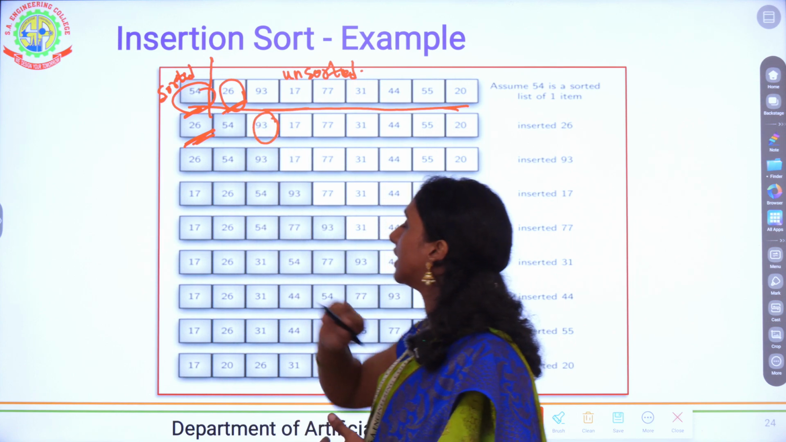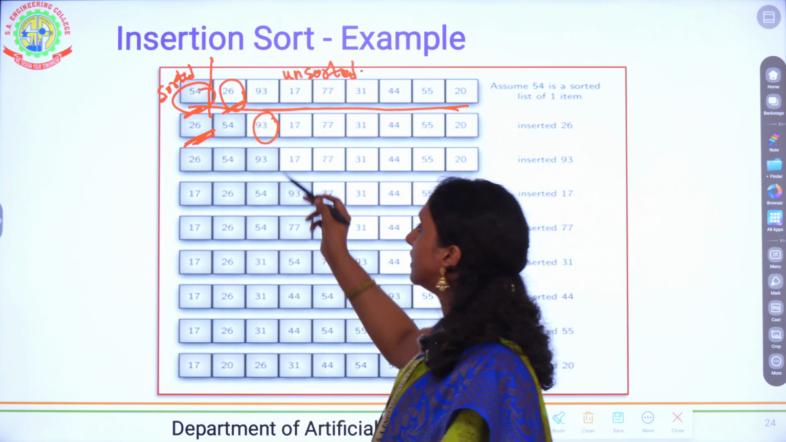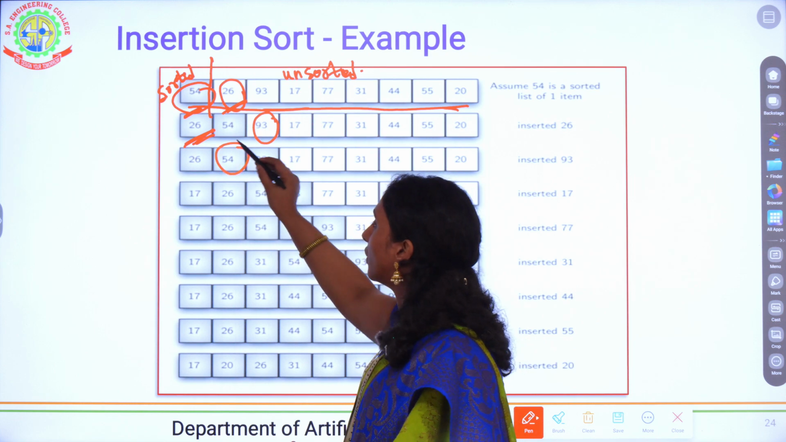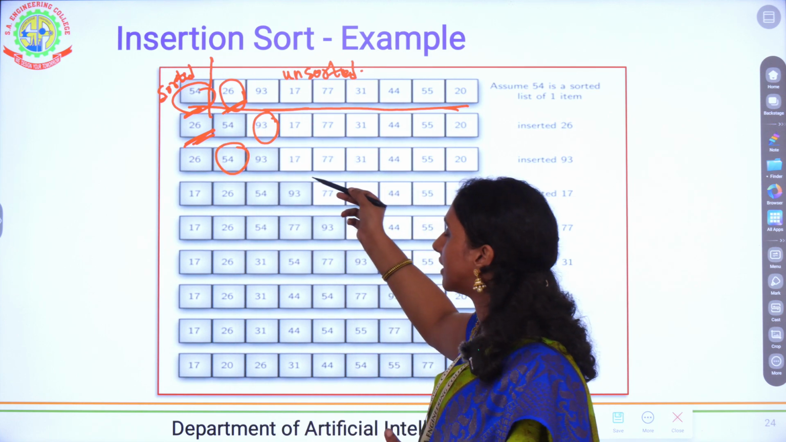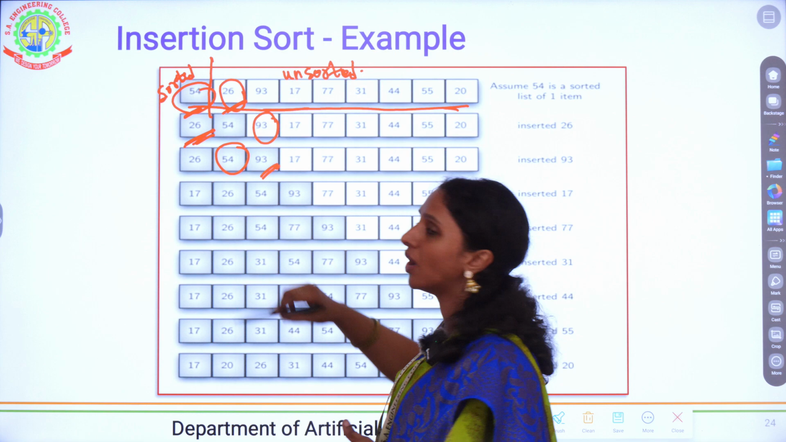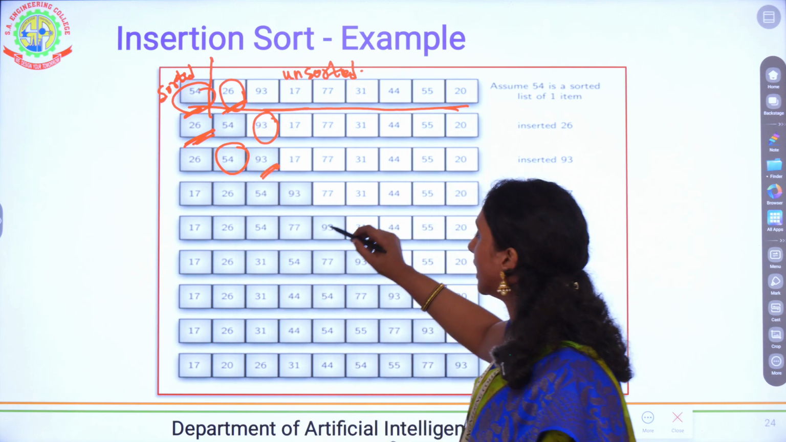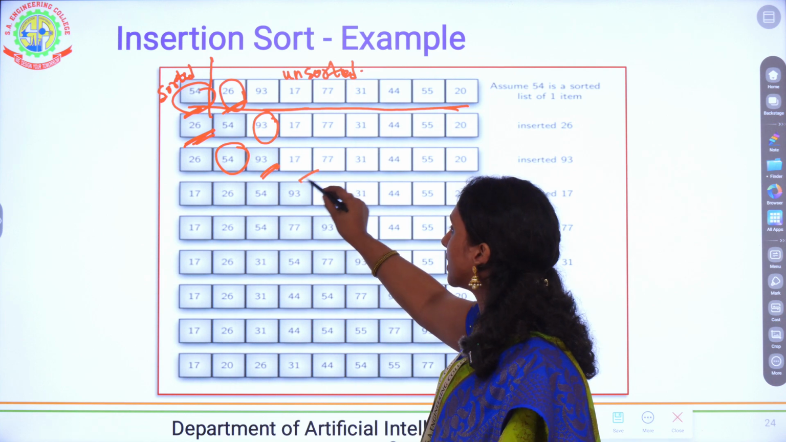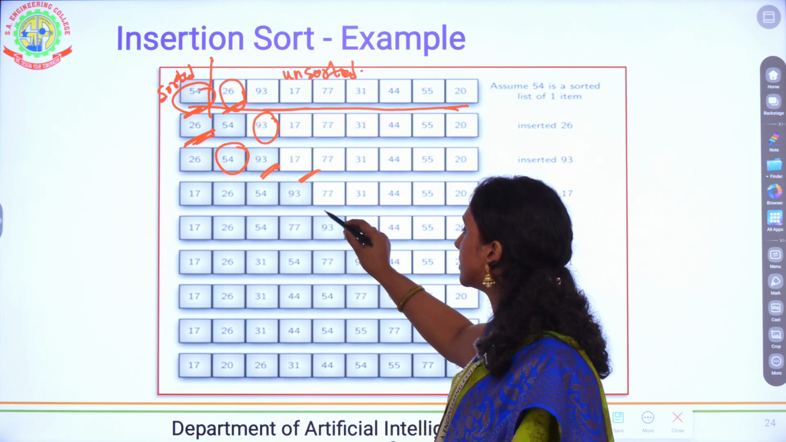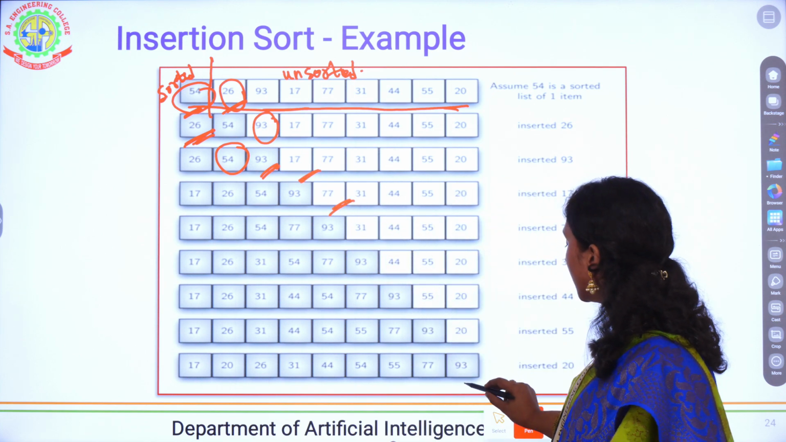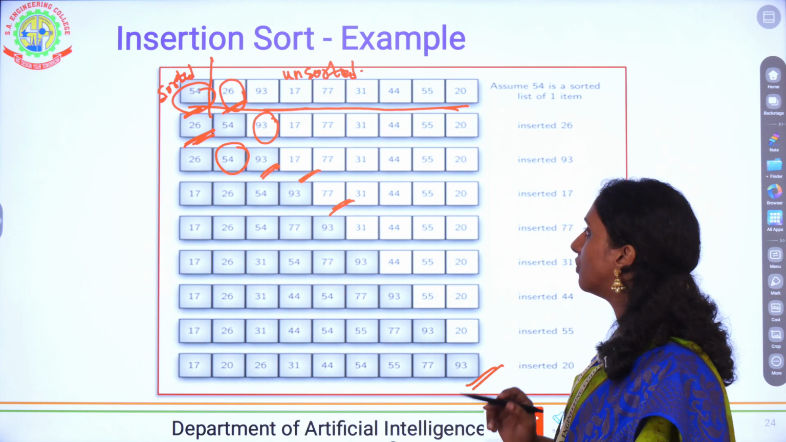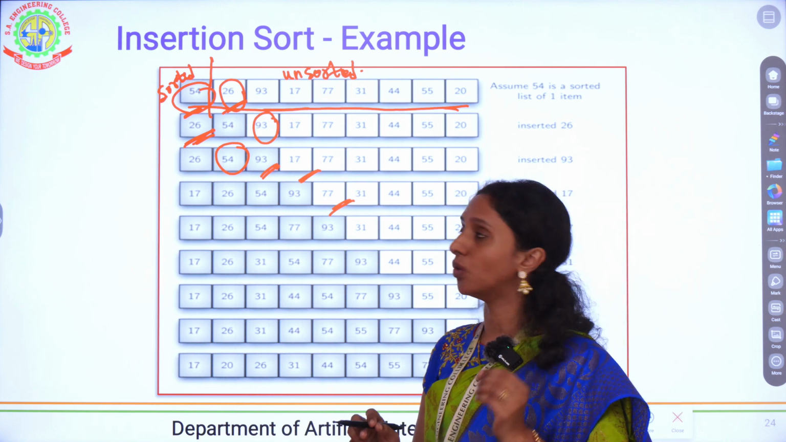Now we will see the number 93, and then we'll compare it with 54 and check if the number is greater, it will remain the same. If not, it will go into the sorted list. Then the same process will continue for the remaining numbers till we get a sorted list of elements.